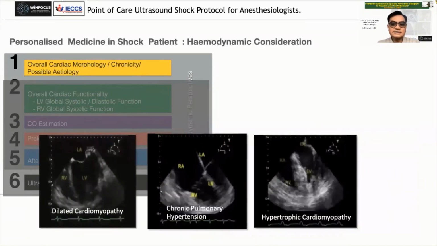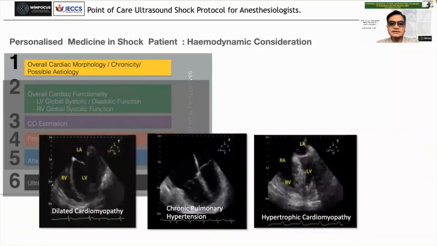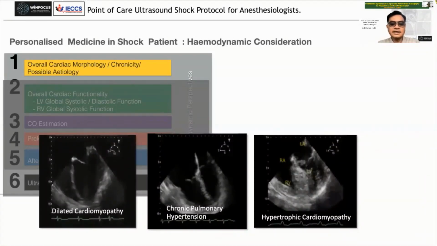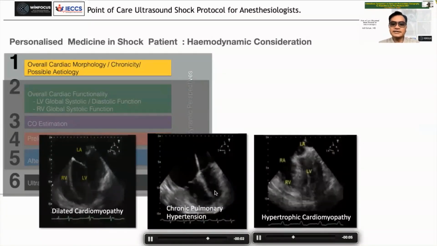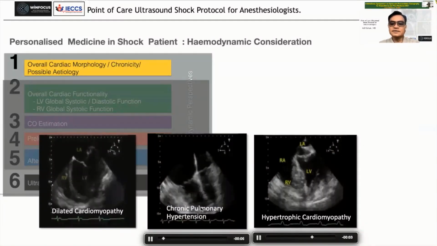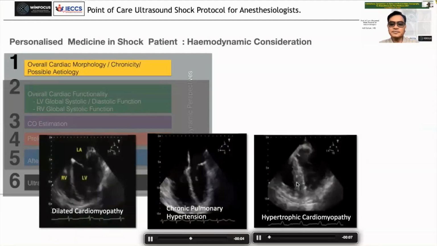Just to illustrate and emphasize the example, this is a patient with a dilated cardiomyopathy, those with chronic pulmonary hypertension with dilated RA and RV, and a patient with hypertrophic cardiomyopathy.